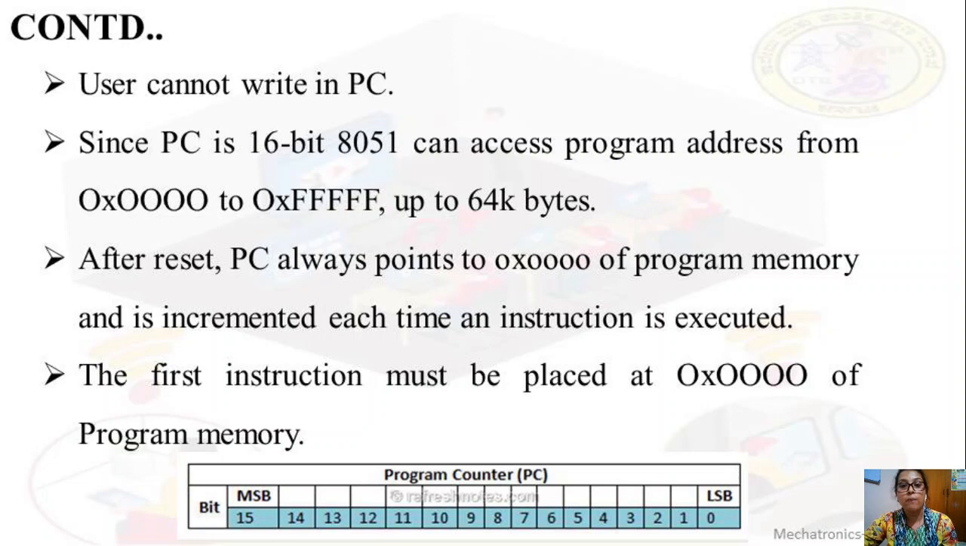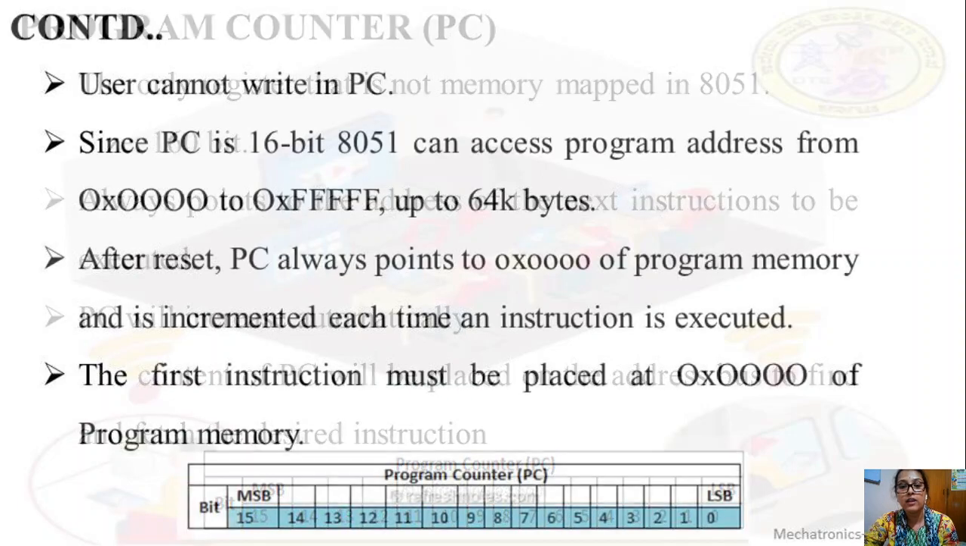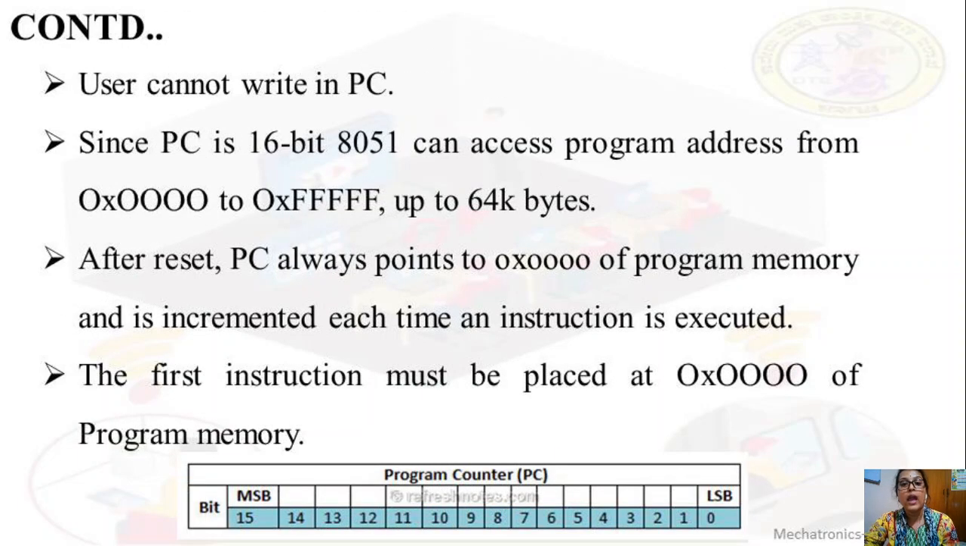So next is program counter. Program counter is also a 16-bit register. Program counter is used to fetch the address of the next instruction. So here the content of the PC will be placed on the address bus to fetch and find the desired instruction. Then PC will increment automatically, and it can access addresses up to 64 kilobytes, and always after reset the PC points to 000 of the program memory.